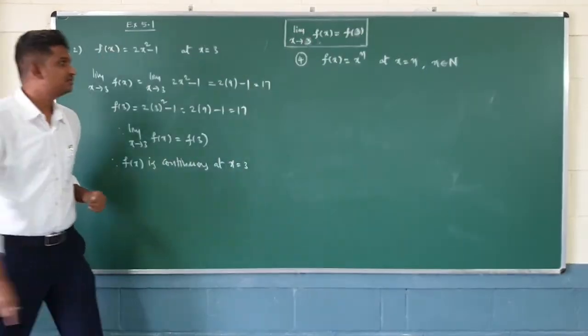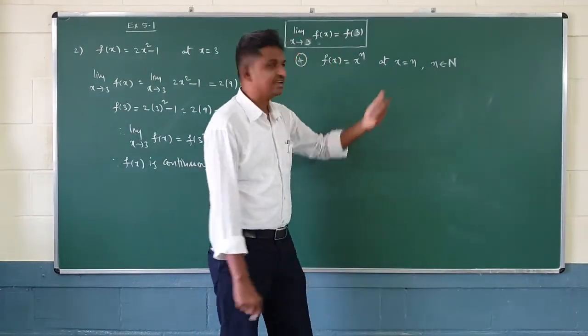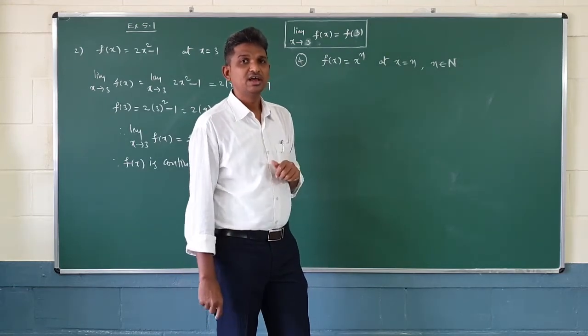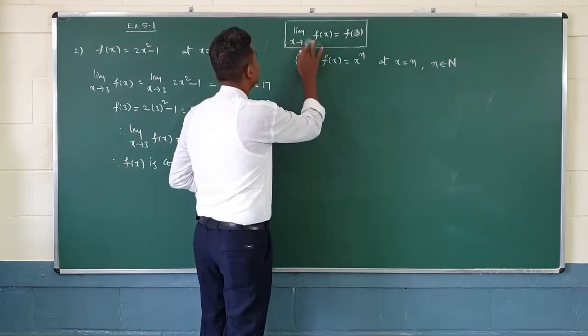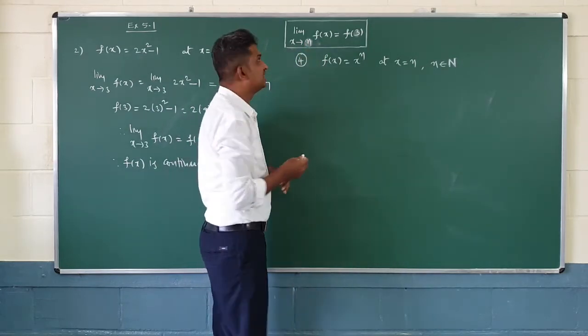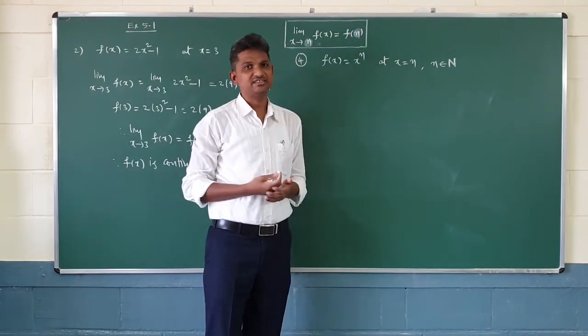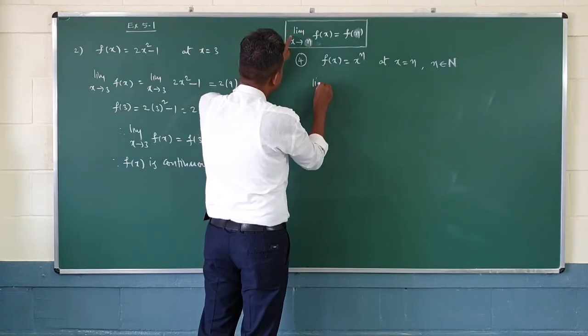Yes. The question is given like this. They are asking to check the continuity of the function at x equal to n. When we say function is continuous at x equal to n, if limit x approaches to n, f of x equal to f of n, then this function is continuous at x equal to n. Correct? Okay.